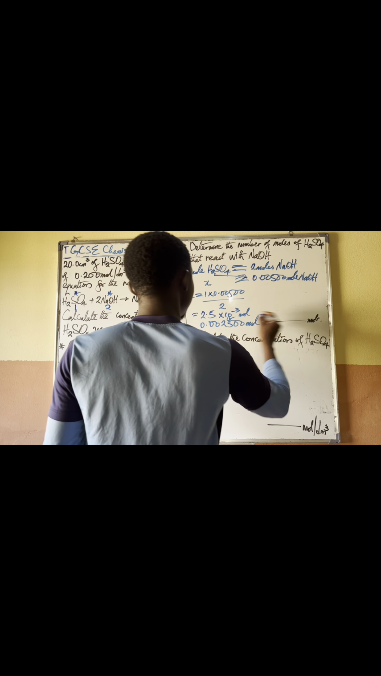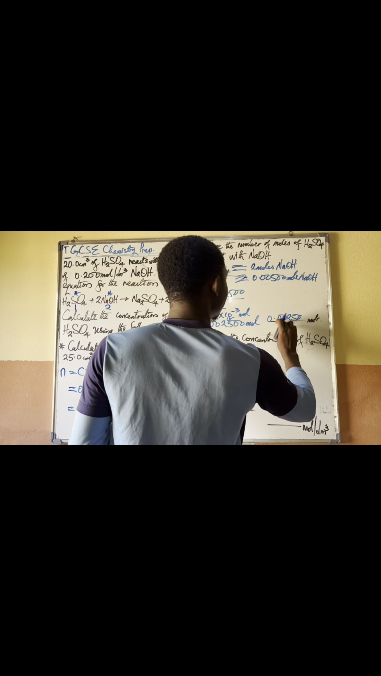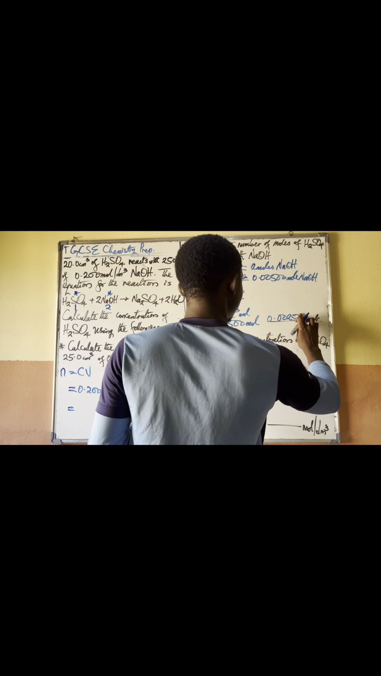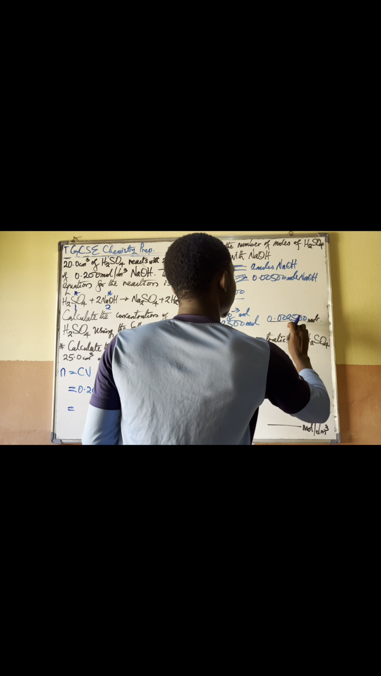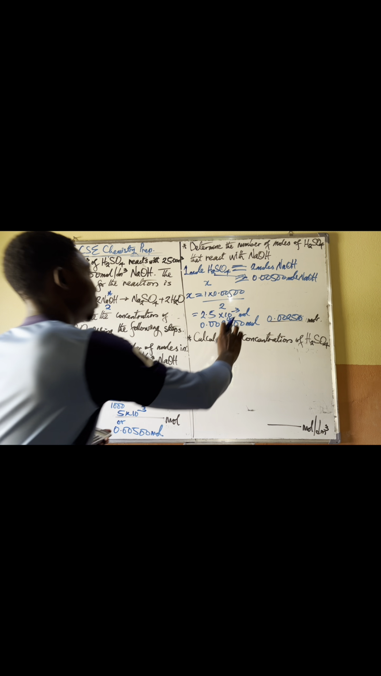Either way, let me write the natural form here: 0.00250. This is 1, 2, 3. It's okay like this, all right? So that is to follow the 3 SF format.